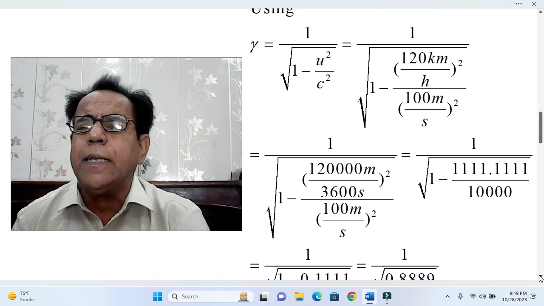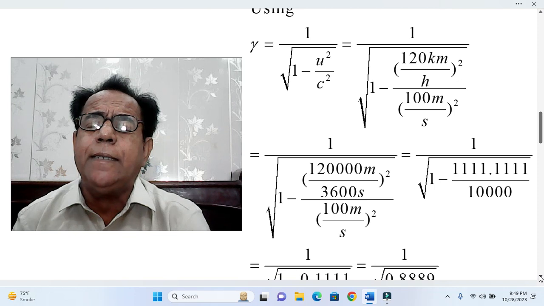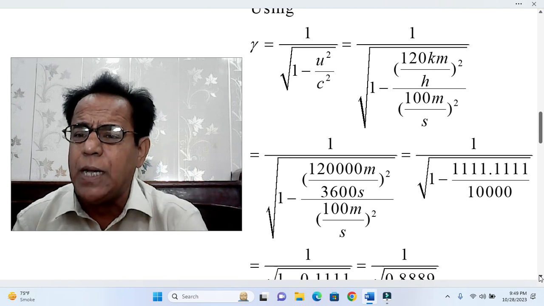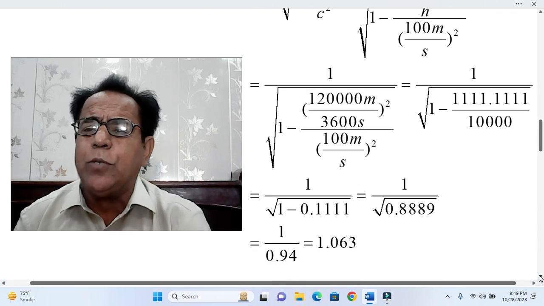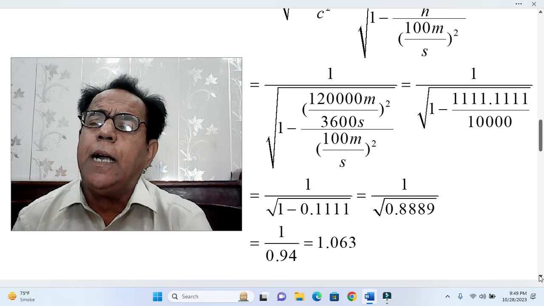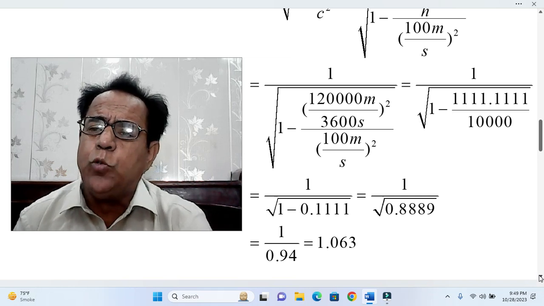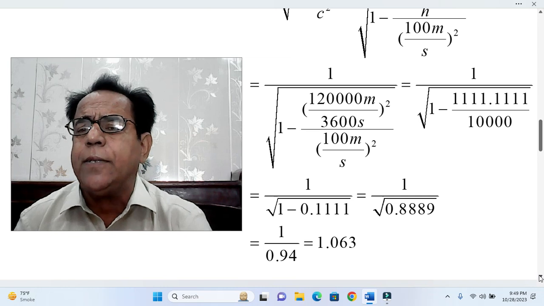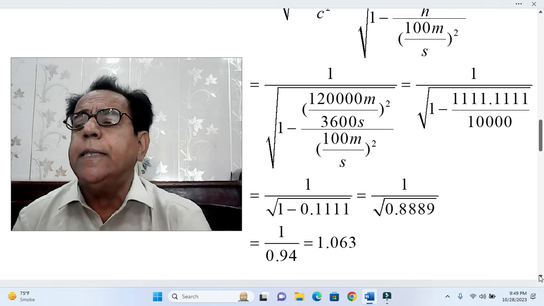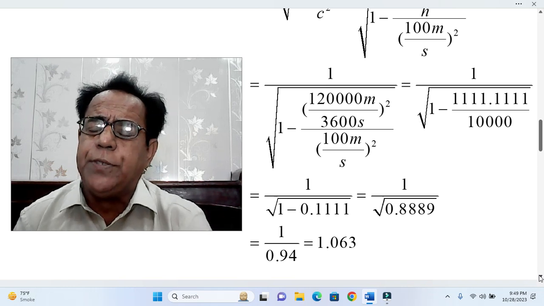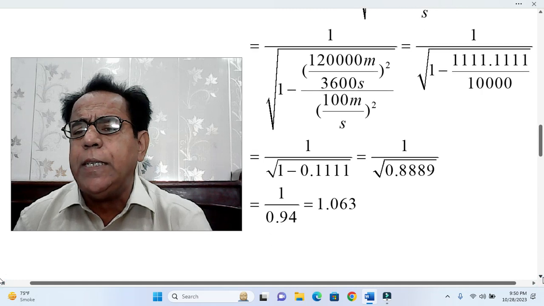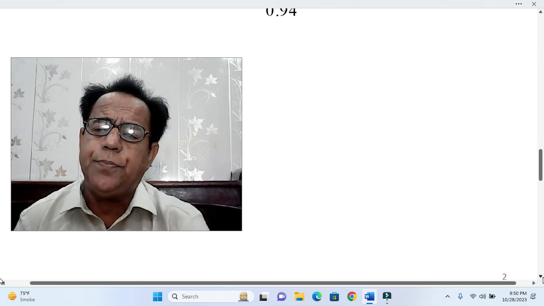And we also know that Lorentz factor gamma is always just a number, a numerical value, it has no units. After simplification, gamma becomes equal to 1 over under root 1 minus 0.11111. This alternatively becomes equal to 1 over under root 0.8889. This alternatively becomes equal to 1 over 0.94. This alternatively becomes equal to 1.063. So we have finally calculated the value of Lorentz factor gamma.